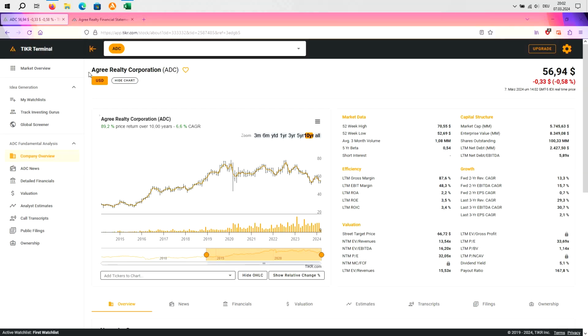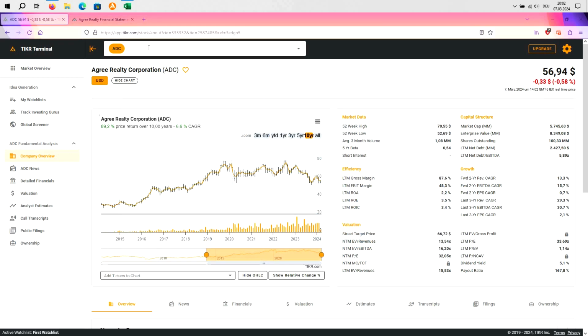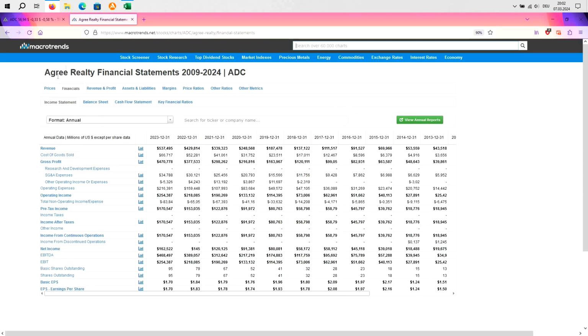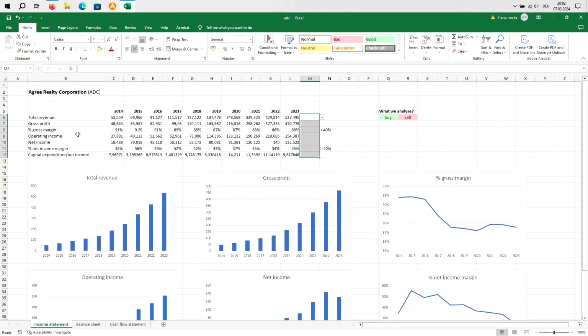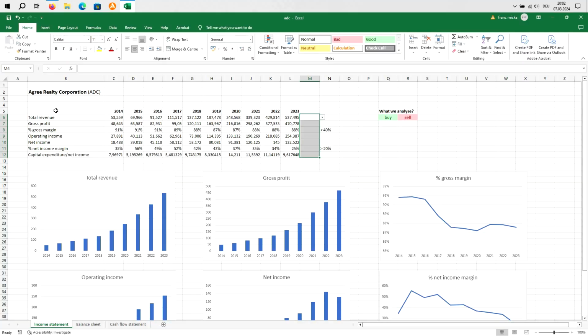Today we will analyze this monthly dividend company called Realty Corporation with the stock ticker ADC. And as always, bro, we will take a look at different financial statements, meaning income statement, balance sheet and cash flow statement. And all the relevant data for the most important bullet points can be found here on this website called Macro Trends.